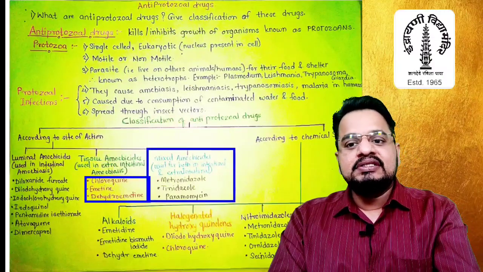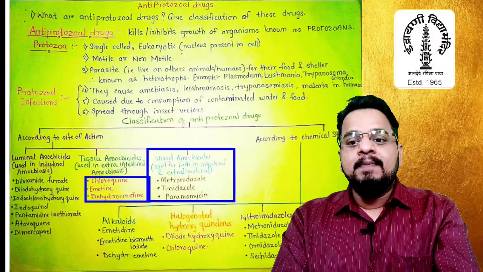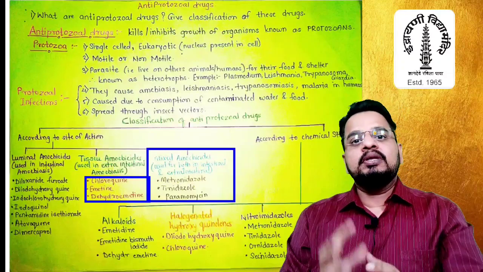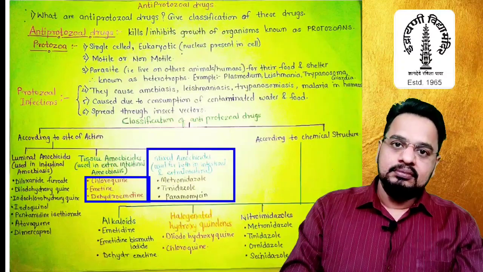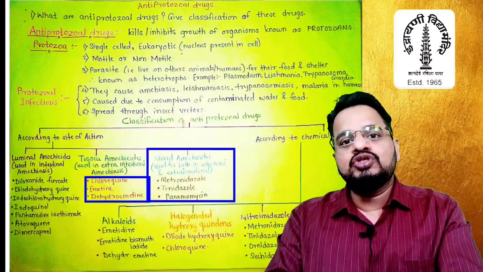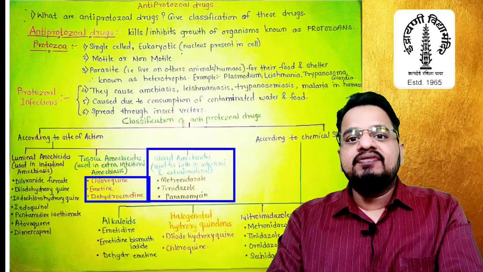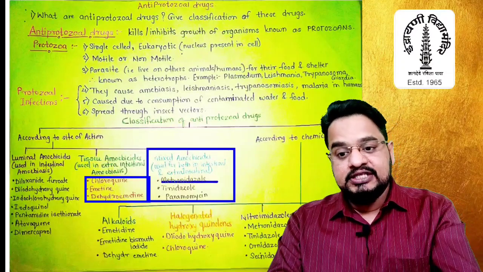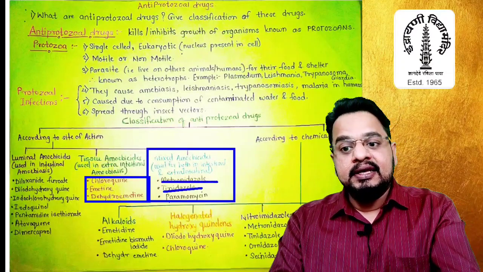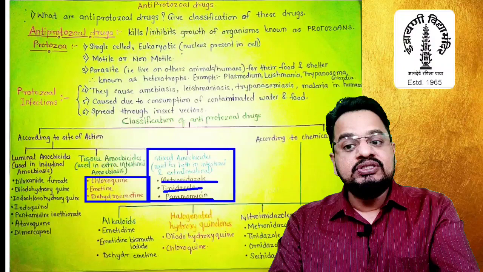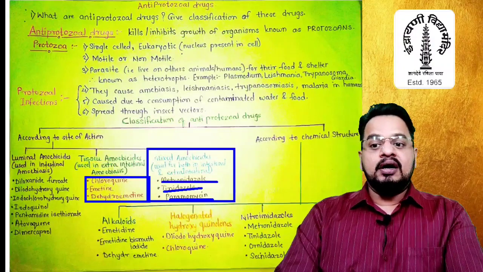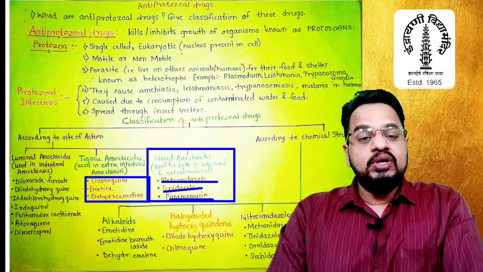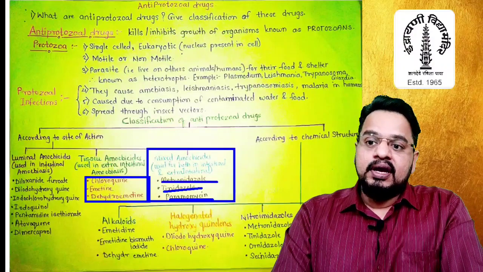And apart from this, there is something called a mixed one. Mixed amoebicide means they can be used either in the lumen, or in different types of tissues as well. So the best drugs in this particular category are metronidazole, tinidazole, and paromomycin. So metronidazole and tinidazole are very important drugs.